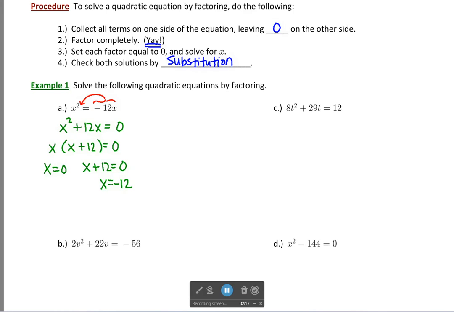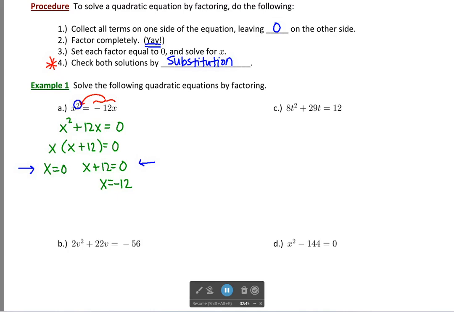So look at the overall pattern of what we've done. We started out with a degree 2 equation, and we reduced it down into two degree 1 equations. So solving my quadratic equation is still dependent on our ability to solve a linear equation. Now, we're not quite done until we're sure that we have the right answer. So we need to check both solutions by substitution.